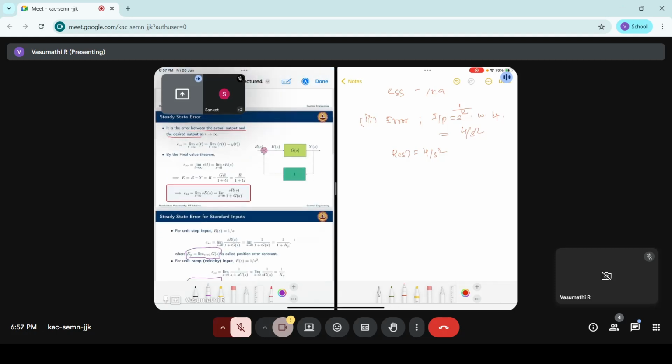I will take the original equation and write E of s is equal to limit s tends to 0, s into 4 by s square divided by 1 plus 40(s plus 2) divided by s into (s plus 1) into (s plus 4). Now this s and this s will get cancelled. Limit s tends to 0, 4 by some s term will come. Since this s term will come here, I think this will be infinite. Is it so? No. Okay, let me write it and see.